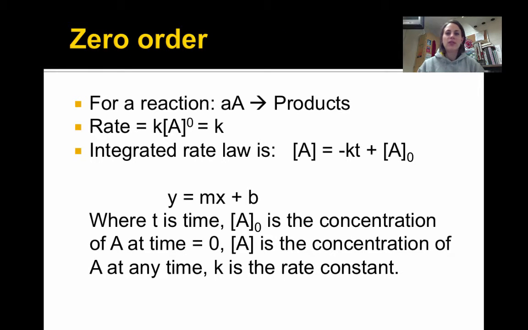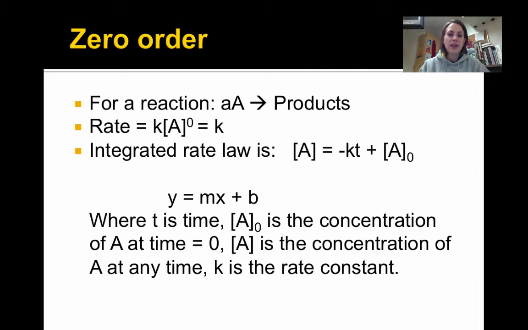So we'll talk about zero-order reactions first. For the reaction, A decomposes into products, we have a rate law, and this is what we've calculated before using the method of initial rates. We have rate is equal to a rate constant times the concentration of A raised to the 0 power. We know that anything raised to the 0 power is equal to 1, so really the rate is equal to the rate constant, k. The integrated rate law is in this form.